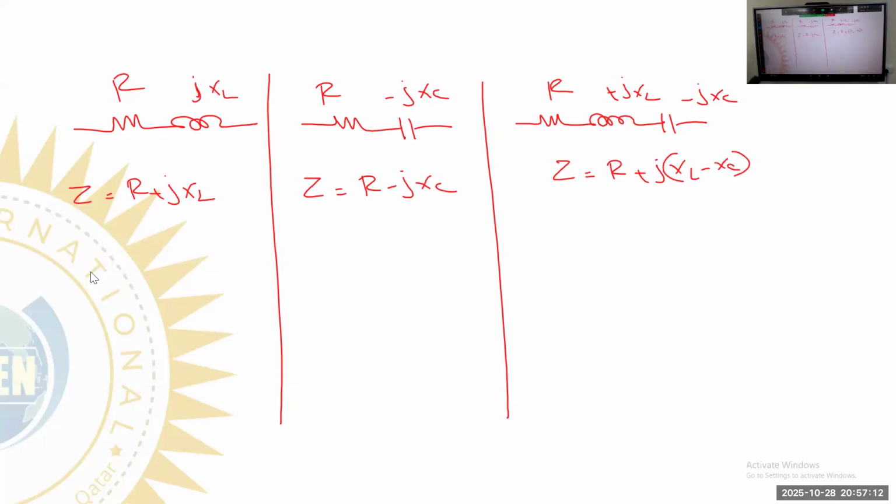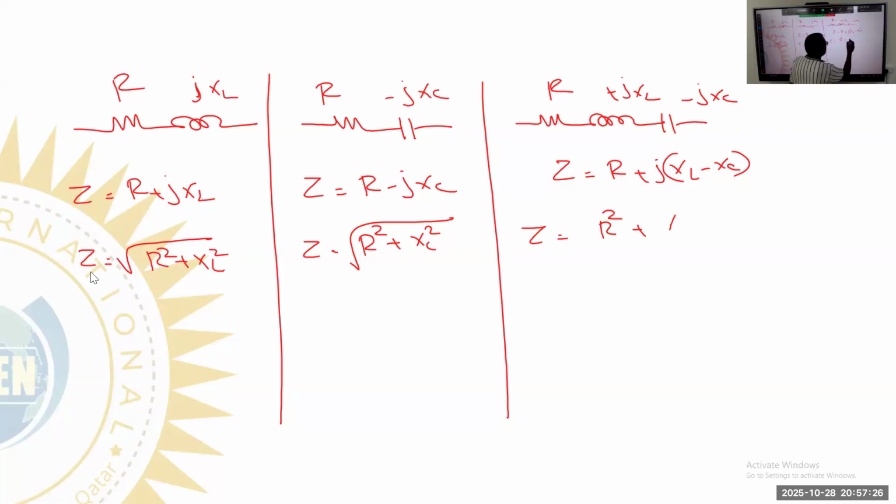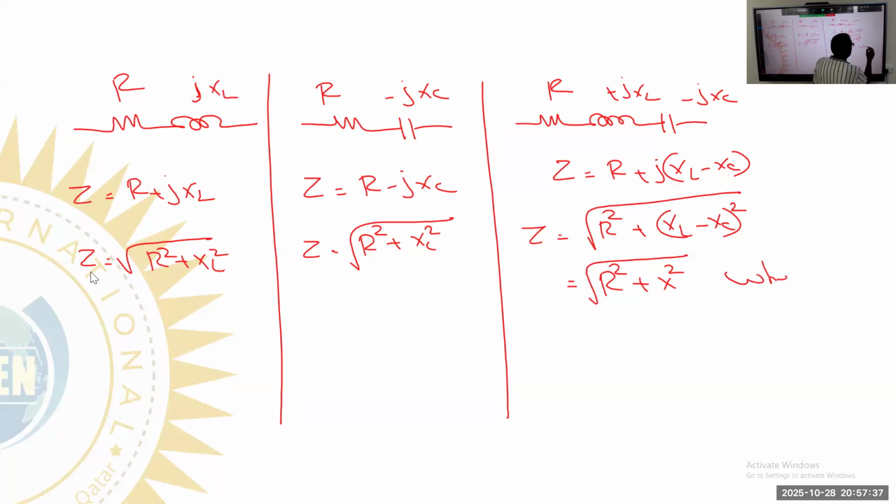And what is the Z? Z is equal to root of R square plus XL square. For the RC circuit, Z is equal to root of R square plus XC the whole square. Z is equal to root of R square plus (XL minus XC) the whole square. Or we may write root of R square plus X square, where X is equal to XL minus XC. That's all.